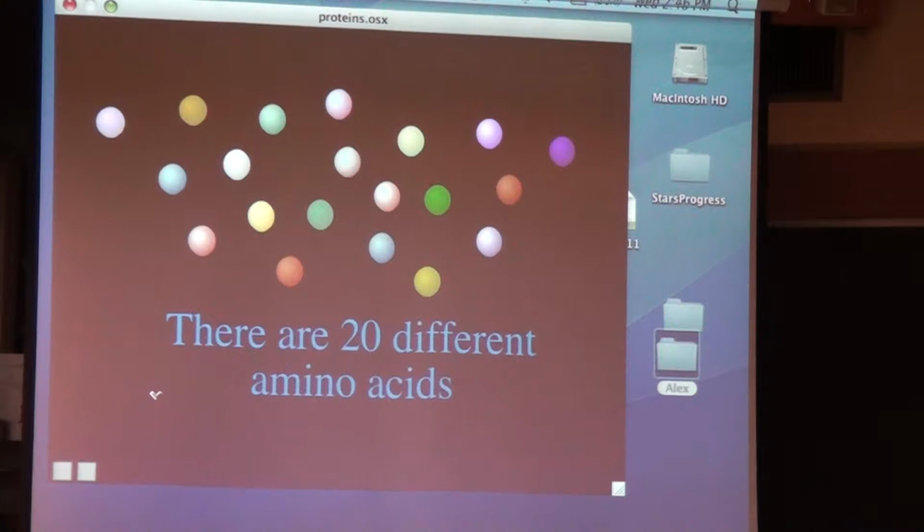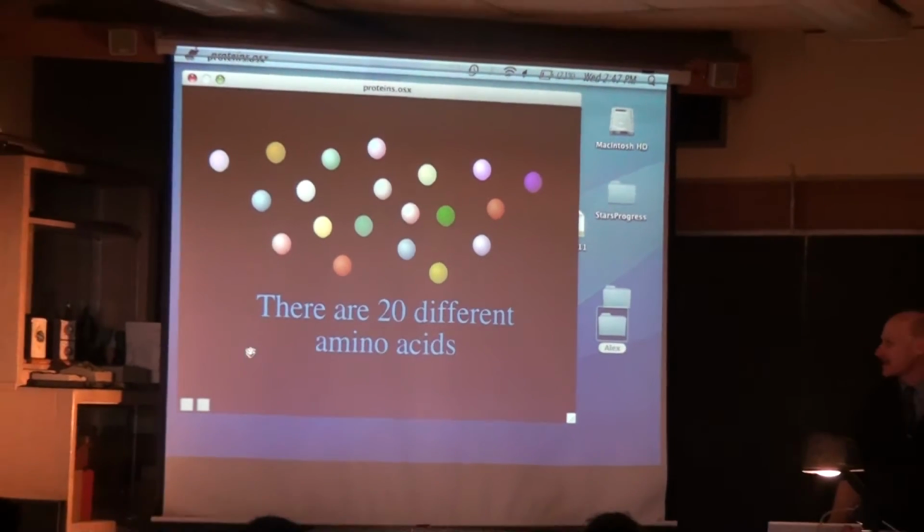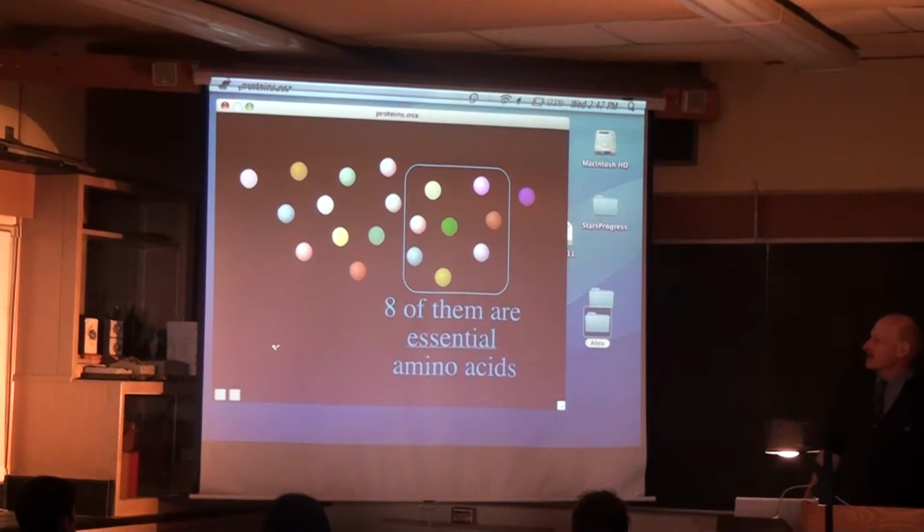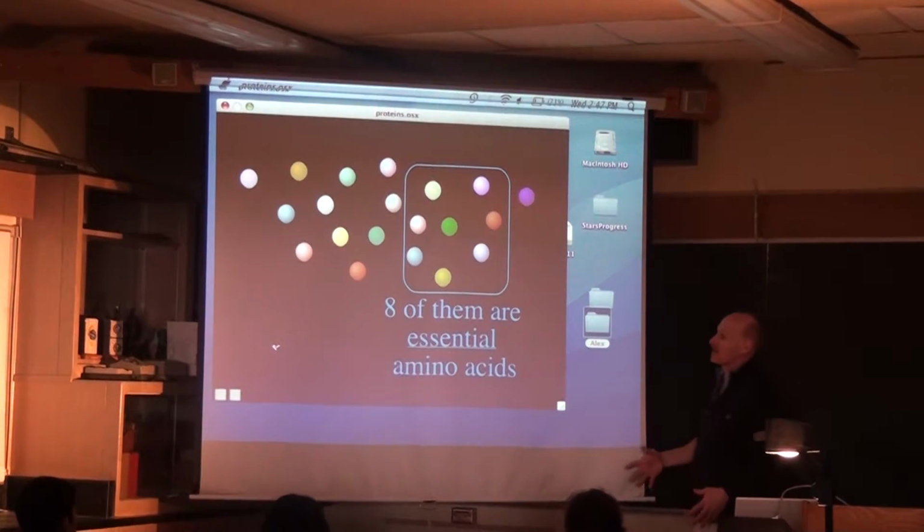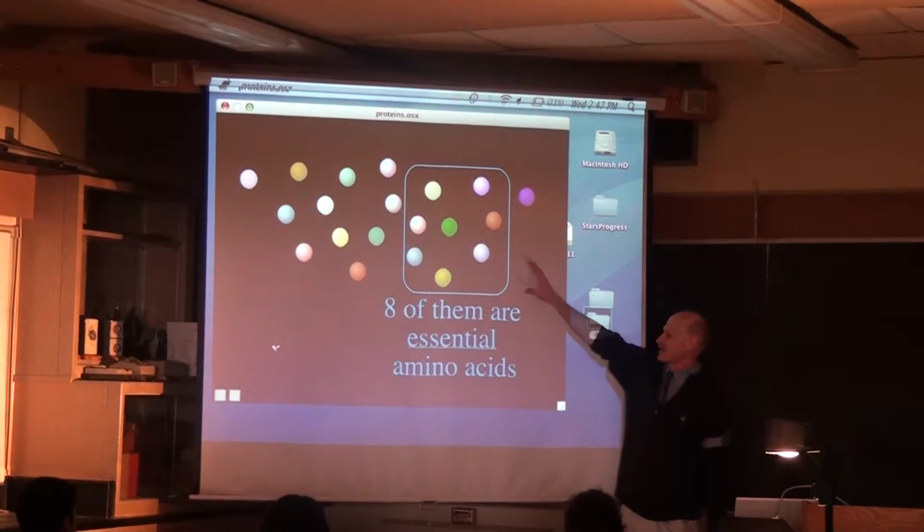In fact, the number is 12 for us. 12 of the 20 amino acids your body can make out of carbohydrates and fats and other things, so you don't have to eat those in your diet. But for 8 of the amino acids, you've got to get them in your diet because your body is not able to construct these 8 amino acids. And so they call those essential amino acids.